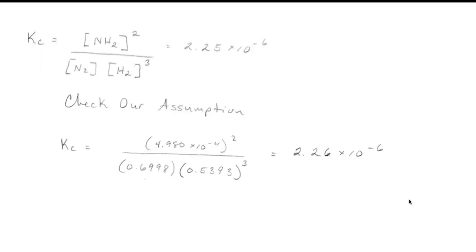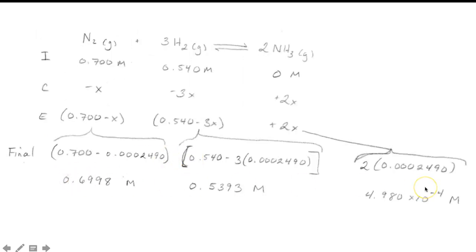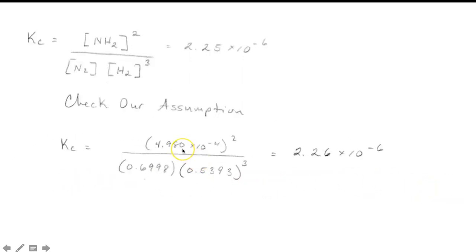So let's check our assumption. We know what Kc should equal. Let's plug in our values that we calculated here and see if we get the same Kc. So there's our concentration of ammonia, nitrogen, hydrogen. Well, look at that. Our Kc calculated from our assumption is approximately the same as the literature value. This is the literature value we were given. This is the value we calculated with our assumption.